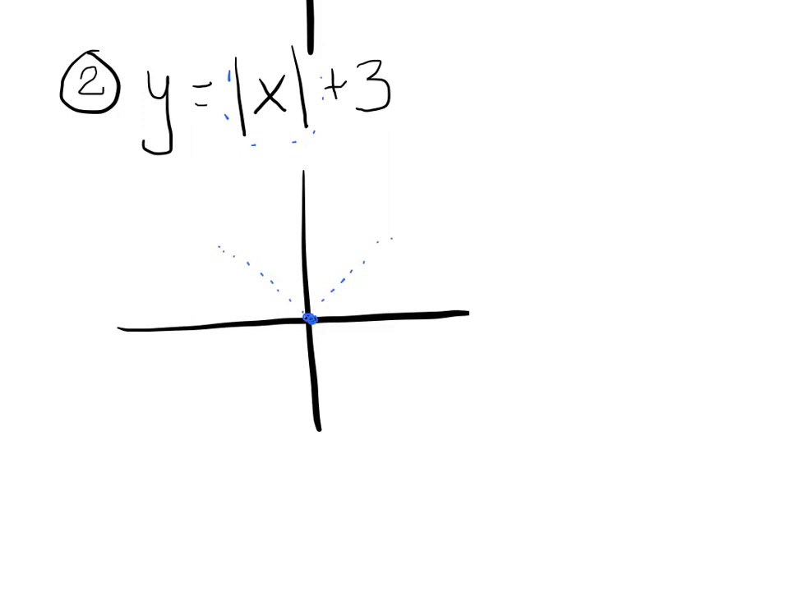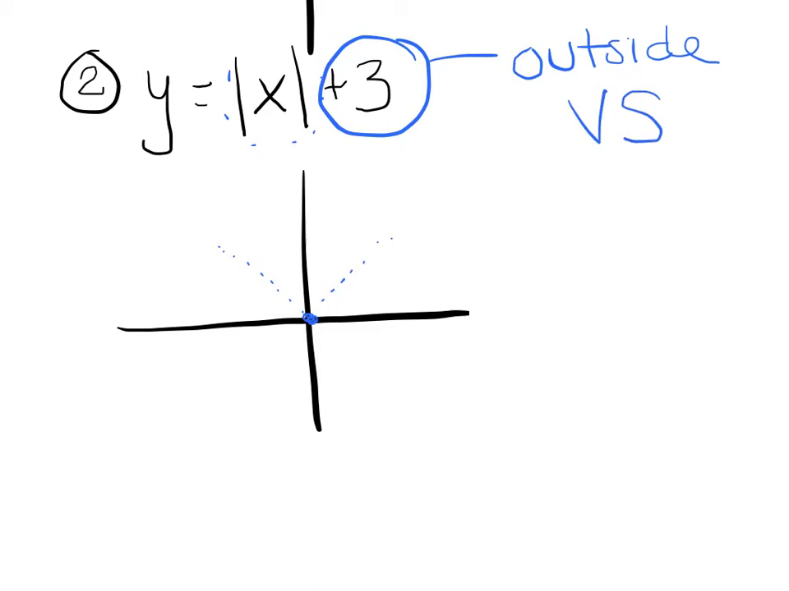Okay, now where is the shift? Is your 3 inside or outside? Okay, hopefully it's clear that it's outside, which tells me it's a vertical shift. So take that special point 0, 0 and shift it up 3. And we'll make our new graph. And that's it. That is our new function. Let's try another one.